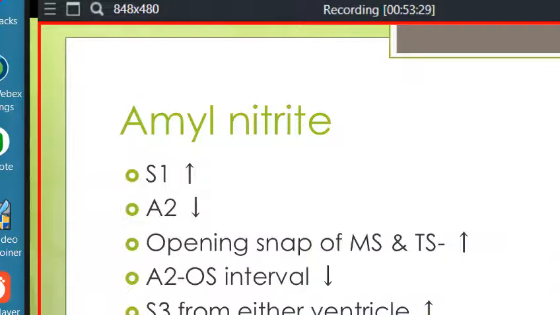So what happens when you inhale amyl nitrite? The first heart sound is increased in intensity. The aortic second sound is decreased in intensity. The opening snaps of mitral stenosis and tricuspid stenosis are increased in intensity. The A2-opening snap interval is reduced because of a reduction in LV end-diastolic pressure. And the third heart sound from either ventricle is increased.